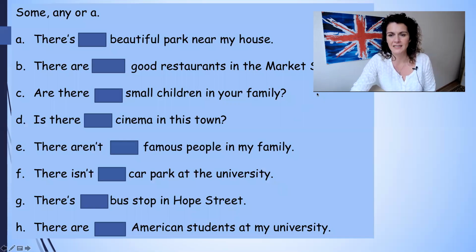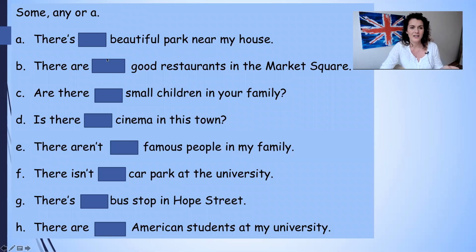Now it's your turn. Let me just make myself a bit smaller. Can we decide what word is missing in each of these sentences? Is the word some, any, or a? Okay, so let's look at A. There's beautiful park near my house. There's a beautiful park near my house. It's positive and it's singular, importantly.